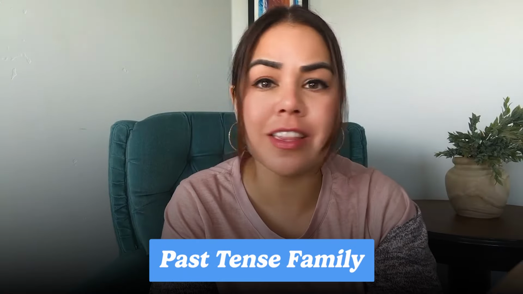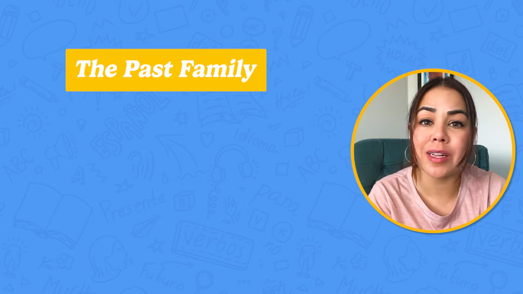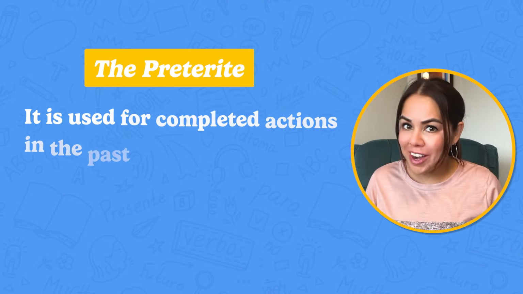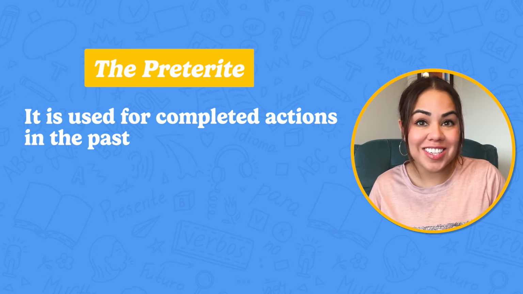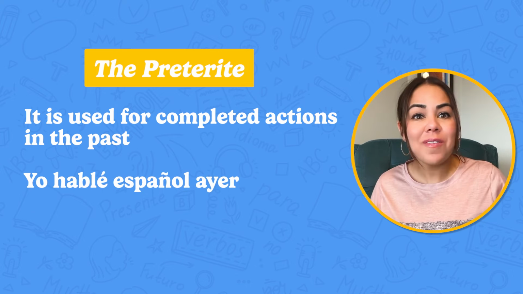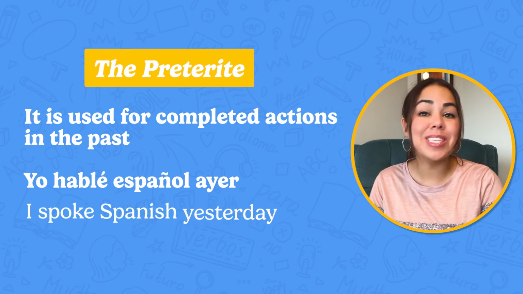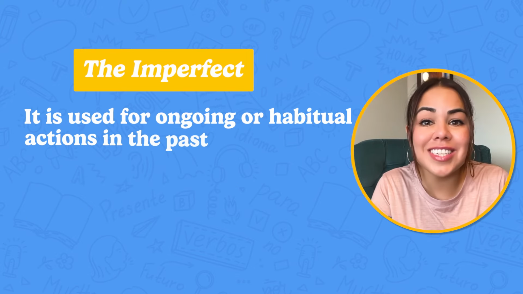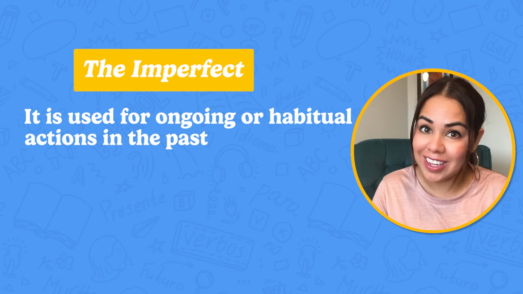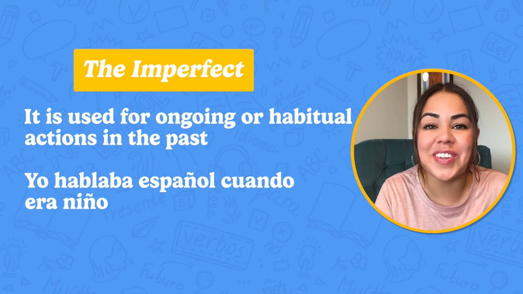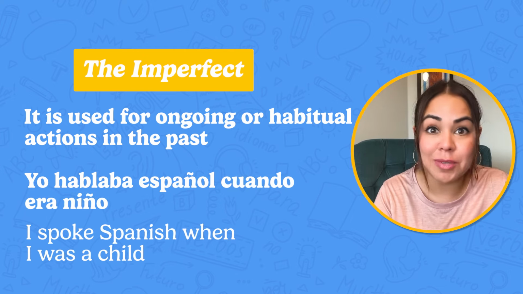Now let's move on to the past tense family. This family includes the preterite, the imperfect, and the past perfect. The preterite is used for completed actions in the past. For example, yo hablé español ayer. I spoke Spanish yesterday. The imperfect is used for ongoing or habitual actions in the past. For example, yo hablaba español cuando yo era niña. I spoke Spanish when I was a child.